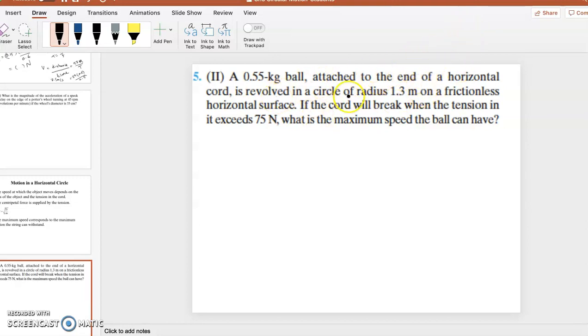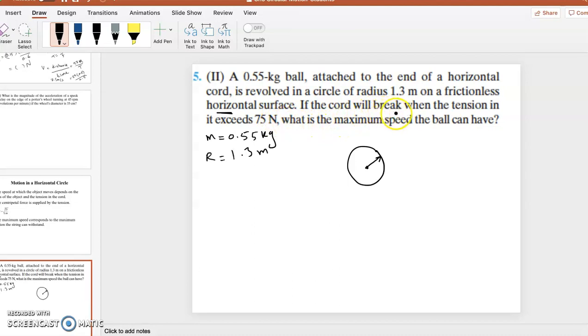We have a 0.55 kilogram ball, so the mass is equal to 0.55 kilograms, attached to the end of a horizontal cord. Basically, when he says horizontal, it's just to show you that it is revolving in a horizontal circle, not a vertical one. The radius is equal to 1.3 meters, and it's a frictionless surface, so it's just moving on a frictionless horizontal surface. Very big difference between, he said, the horizontal surface, and later he will say a vertical one.